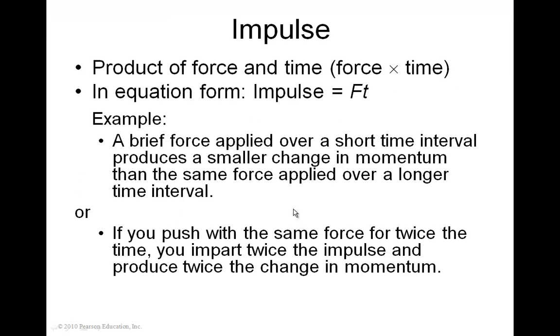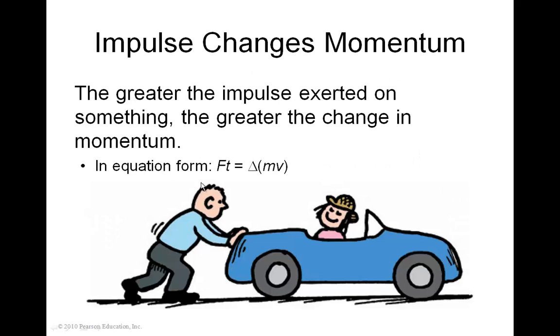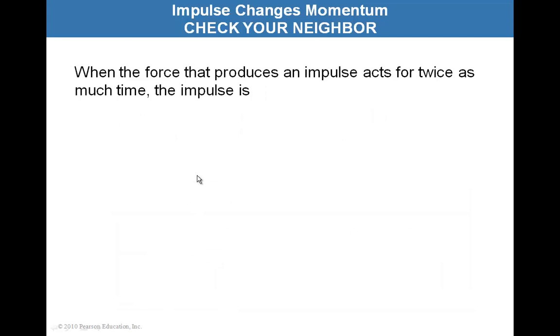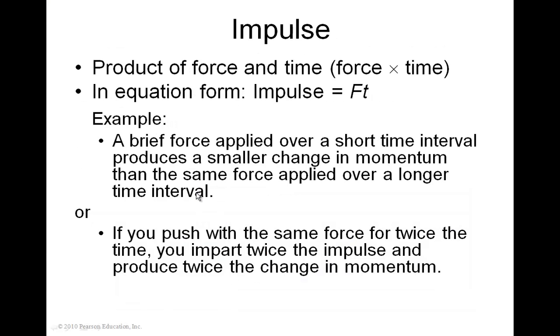Okay, now let's talk about impulse and what impulse is. Our formula for impulse is force times time, so you need to know that. So impulse is the product of force and time. Impulse is force times time. And so our example is, if we have a brief force applied over a short time interval, that's going to produce a smaller change in momentum than if you have the same force applied over a longer time interval.